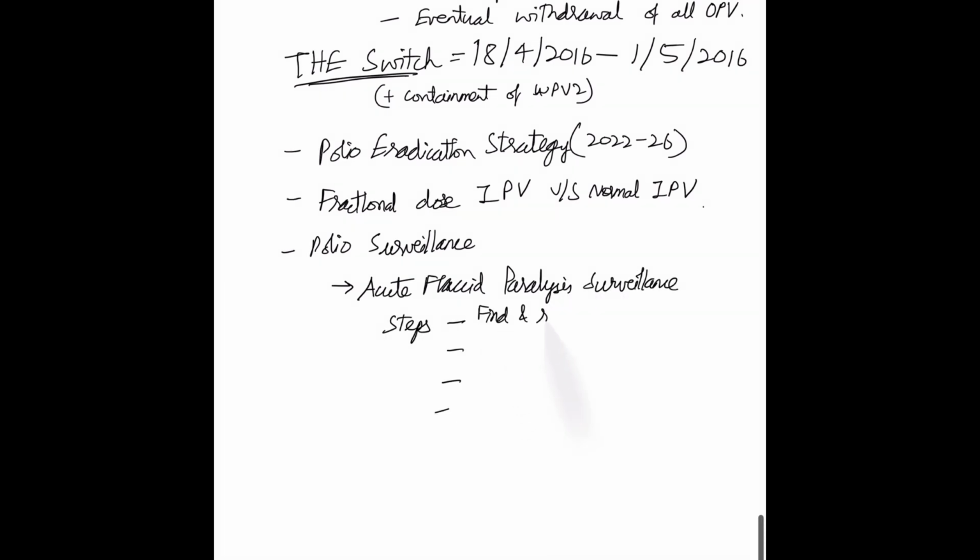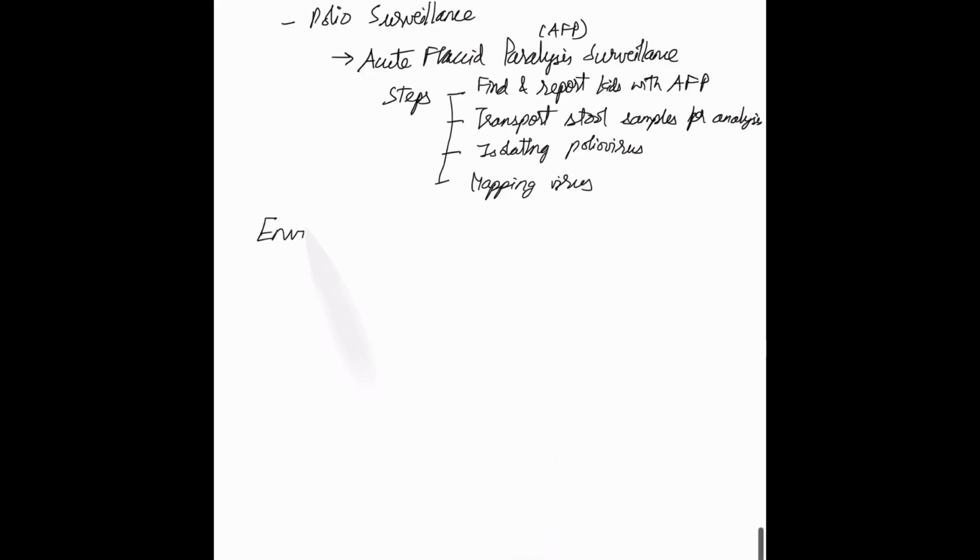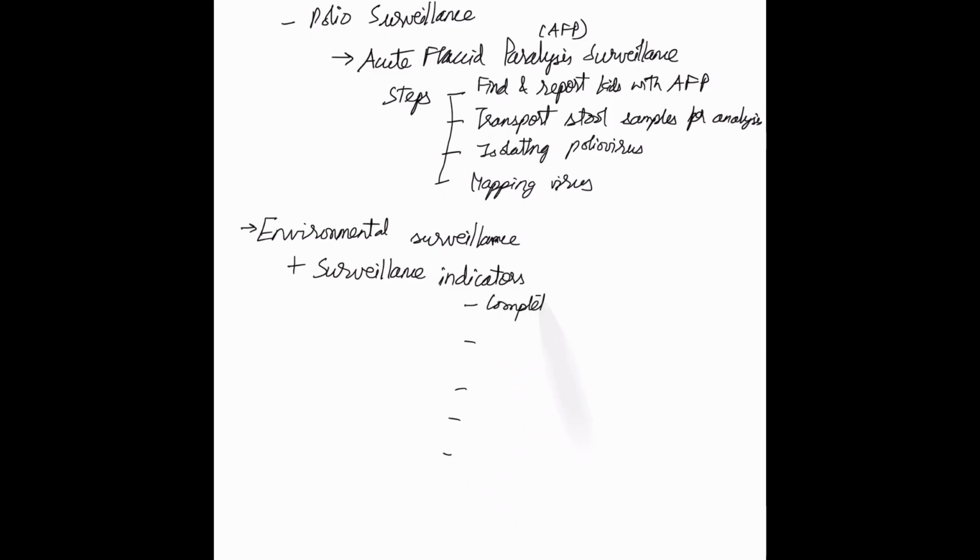And then polio surveillance, in which you have acute flaccid paralysis surveillance and the steps to do the same. We have to first find and report kids with AFP, transport their stool samples for analysis. In that, you have to isolate the poliovirus and then map the virus for which serotype, etc. And then we have environmental surveillance along with surveillance indicators, which are completeness of reporting, sensitivity of surveillance, completeness of case investigation, completeness of follow-up, and laboratory performance.